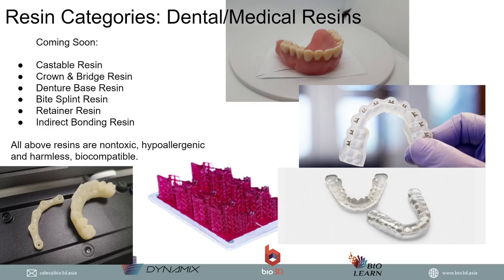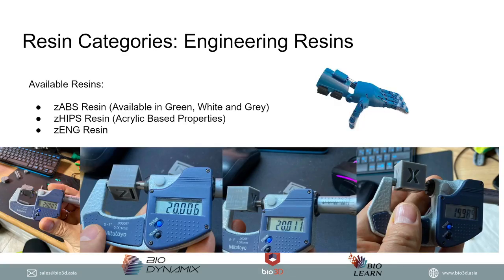Okay, moving forward, we're going to talk a little bit about the engineering resins. So right now, at this moment, there is an ABS resin available from Uniz, and it's available in green, white, or gray colors. There is also HIPS resin, which is more of an acrylic-based resin. It's got more of an acrylic property to it. And then finally, you also have Z-ENG, so Z engineering resin.